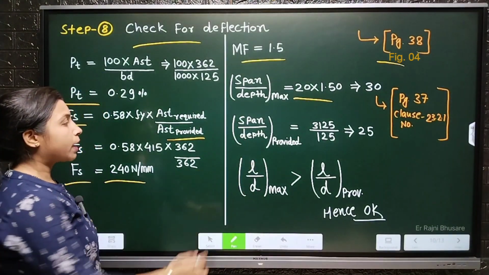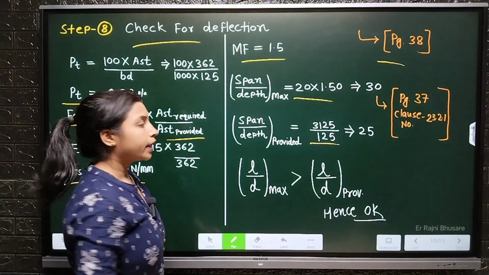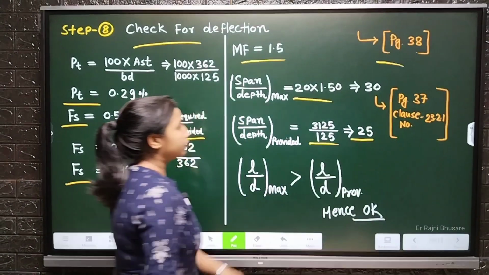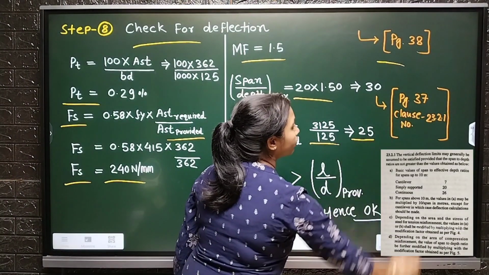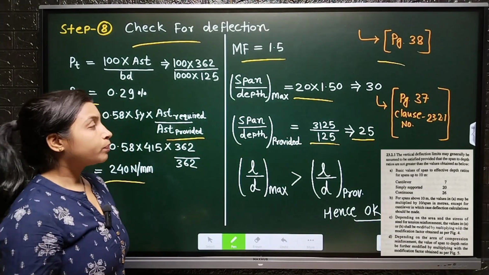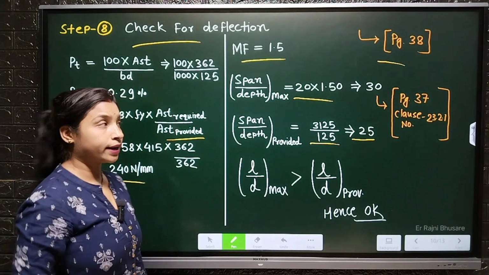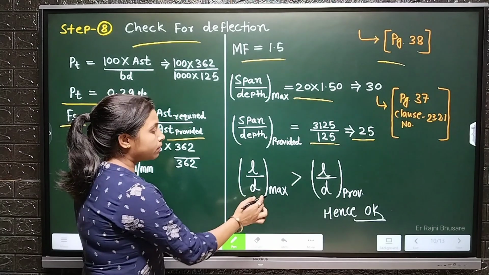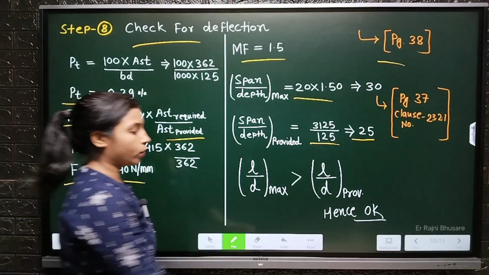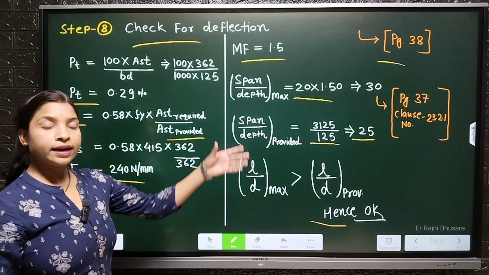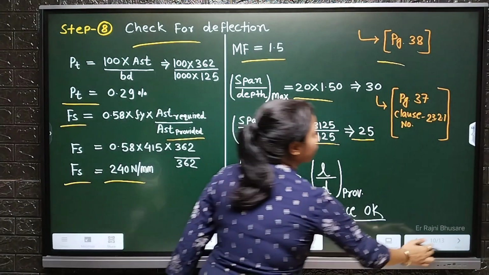And after that, our span by depth provided is calculated. Here it is 25. These parameters are taken from IS code page number 37 and clause number 23.2.1. Okay, now here you can see our span by depth maximum and span by depth provided. L by d maximum is more than L by d provided. So hence okay. We have completed our design of the one-way slab, and after that we have reached the diagram portion.